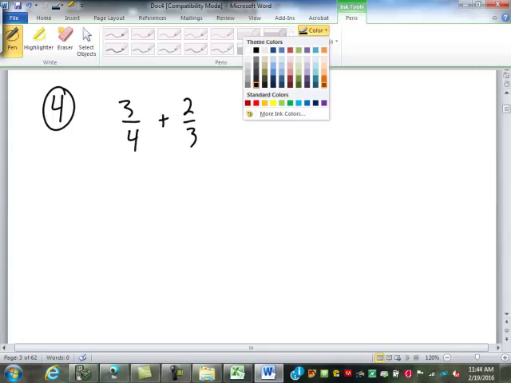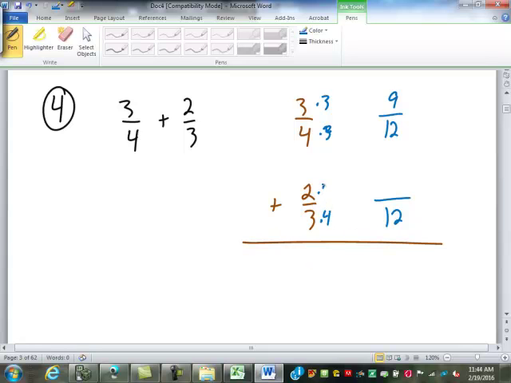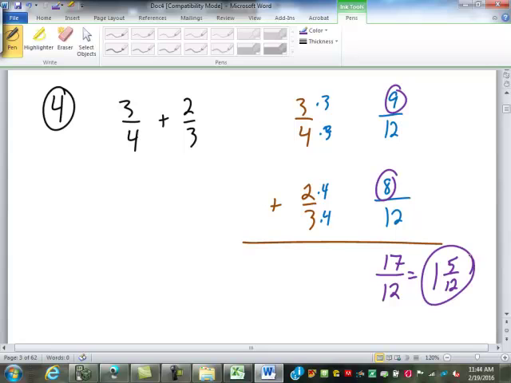So 3/4 plus 2/3. We need a common denominator, which will be 12. It was 4 times 3 to make 12, so 3 times 3 will make 9. 3 times 4 makes 12, so 2 times 4 is going to make 8. So now when we add, once we have the same name, we combine the counts. 8 and 9 make 17, and we keep the same name, so it stays 12ths. Now we reduce that into a mixed number. 12 goes into 17 once with 5 left over, so 1 and 5 twelfths.